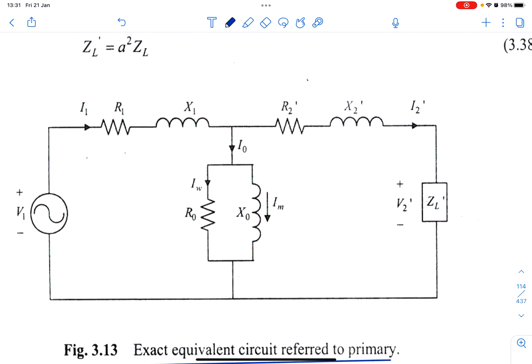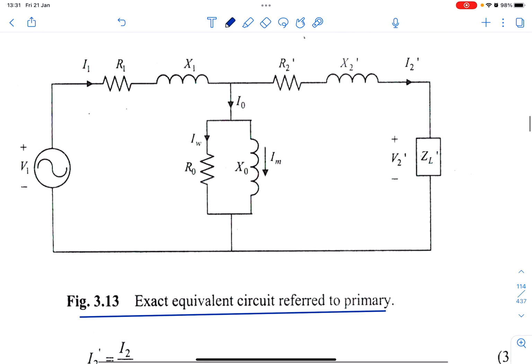If you look at this diagram, you can see that R2, I2, V2, and ZL are denoted with a prime here. The prime here means it is already converted from the secondary to the primary side.